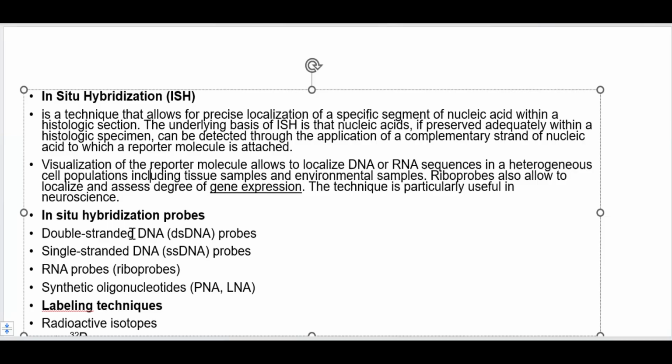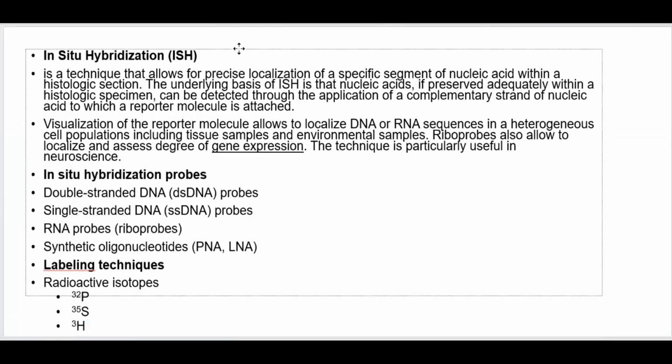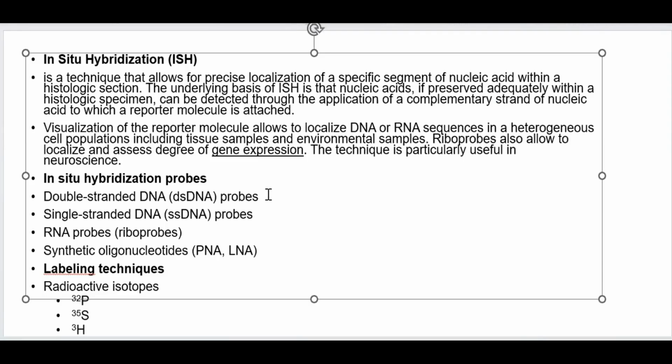In in situ hybridization, the probes are of different types. Double stranded DNA can be used, single stranded DNA can be used, you can use an RNA probe, and further you can use synthetic oligonucleotides, maybe short stretches or long stretches. When we talk about labeling, there are different labels, for example radioactive isotopes like 32P or 3H. An alternative would be non-radioactive materials that can be used as probes.